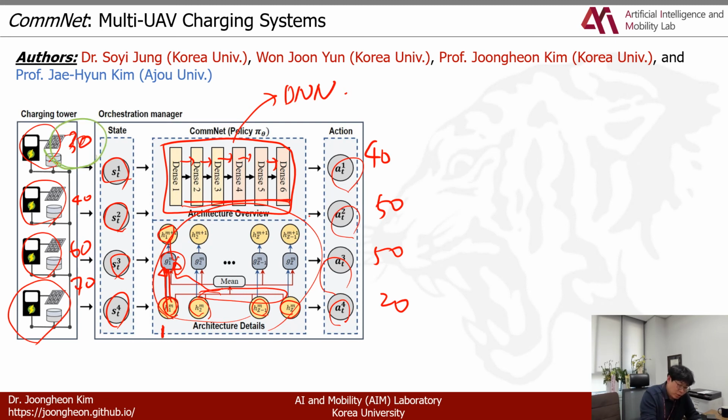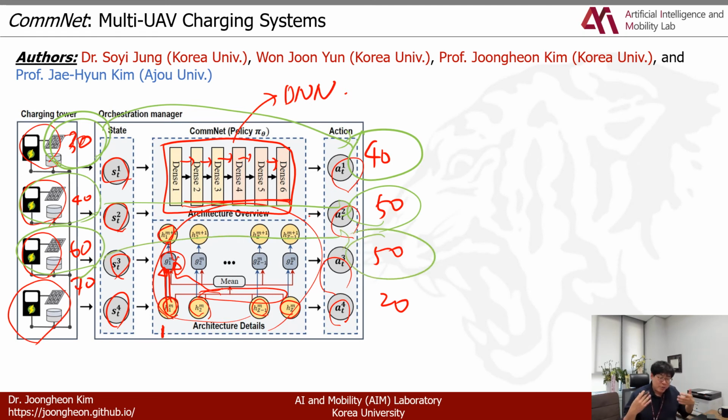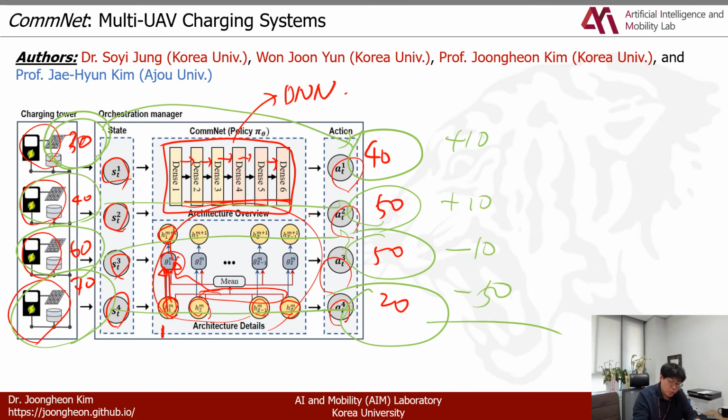Then it means that 30 becomes 40, which means that the first charging station should get 10 from the others. 40 becomes 50, which means that the second station should get 10 from the others. The third should be able to release 10 to the others. The last, 70 to 20, means that it should release 50 from its own ESS. So in this case, you get 10, you get 10, you release 10, you release 50. That's why in this case, we have a net release of 40. Then we don't need to buy the energy from the others, so we can save our cost.